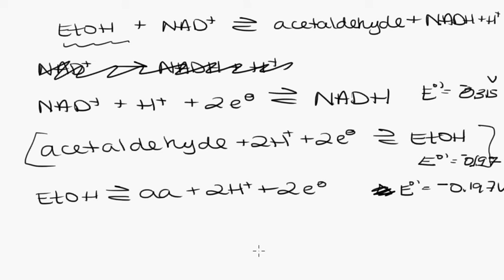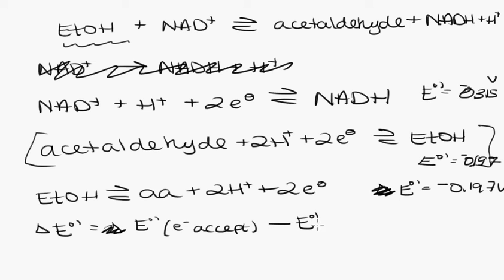Okay, so to figure out delta E naught prime is the first step, and so that's the standard reduction potential of the oxidant, the electron acceptor, minus that of the electron donor. And this is a pretty easy example because when we flip it this way, the electrons cancel. We don't have to worry about anything. We don't have to multiply by anything. This is a very easy example, right? So we just have to figure out what's the acceptor and what's the donor.